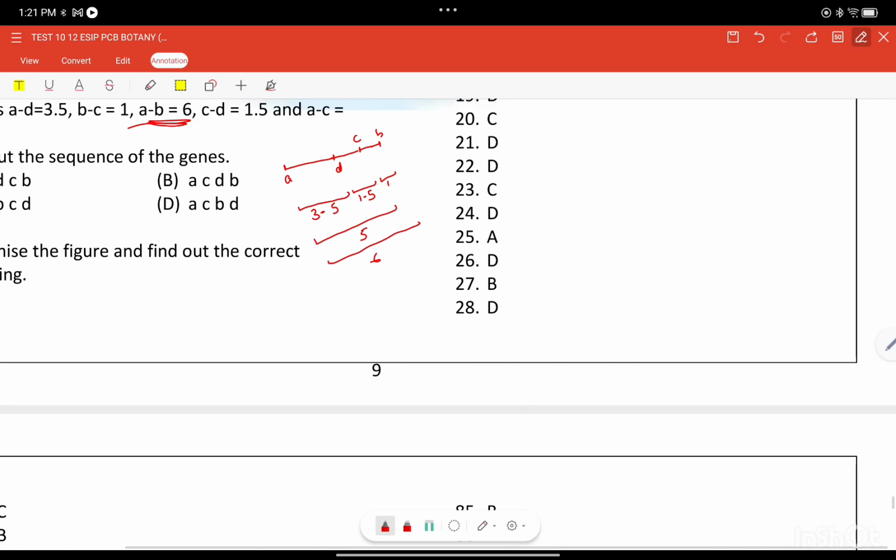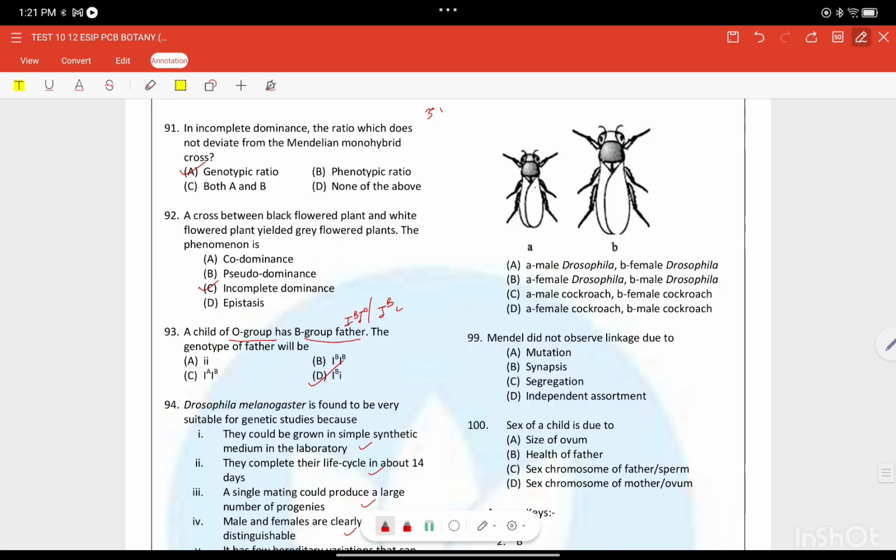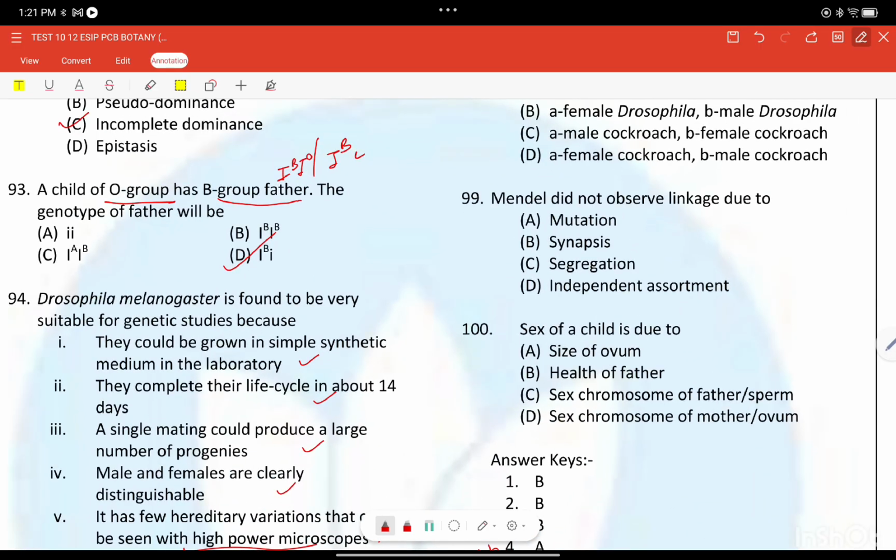Recognize the figure, find out the correct matching. This is male Drosophila, it is female Drosophila. So answer is A. Mendel did not observe linkage due to independent assortment. If independent assortment is there, linkage would not be there. Sex of a child is due to sex chromosome of the father.